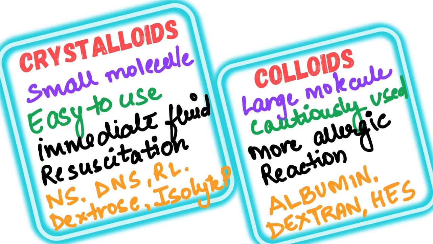Then comes your colloids. Colloids, as the name says, have a bigger or larger molecule size. And whenever you are using colloids, use them very cautiously, because they promote more allergic reactions. The examples of colloids are albumin, dextran, and HES. So these are the examples of colloids.